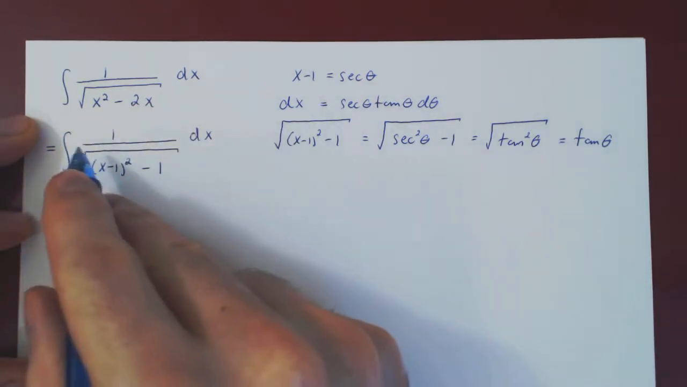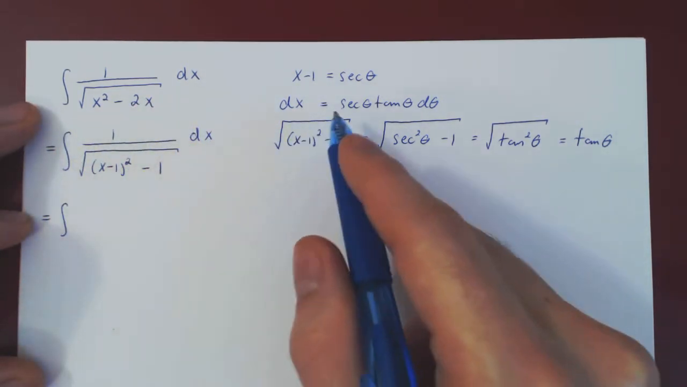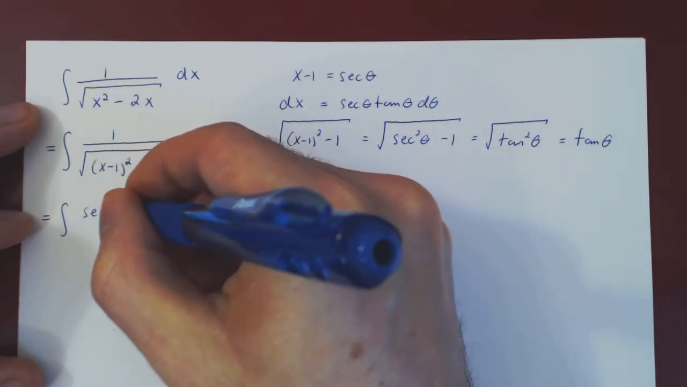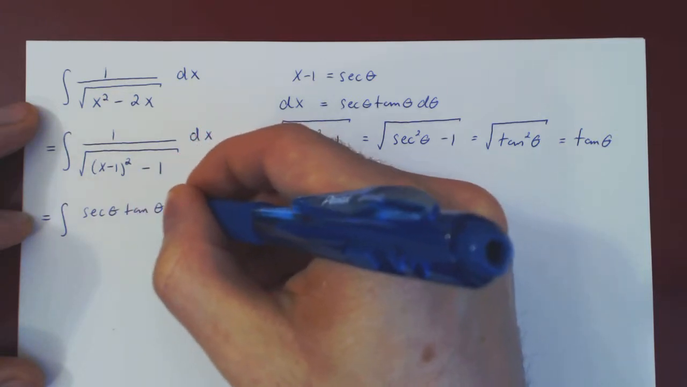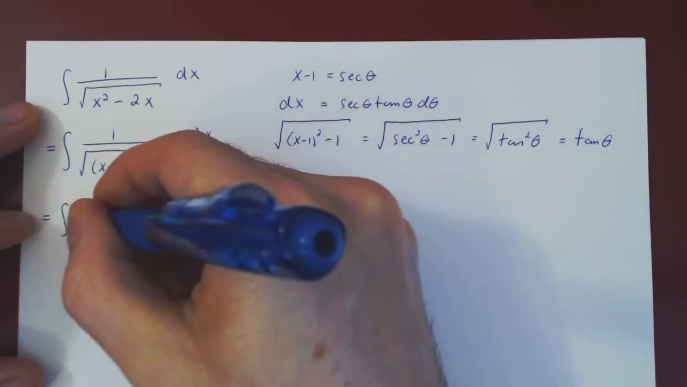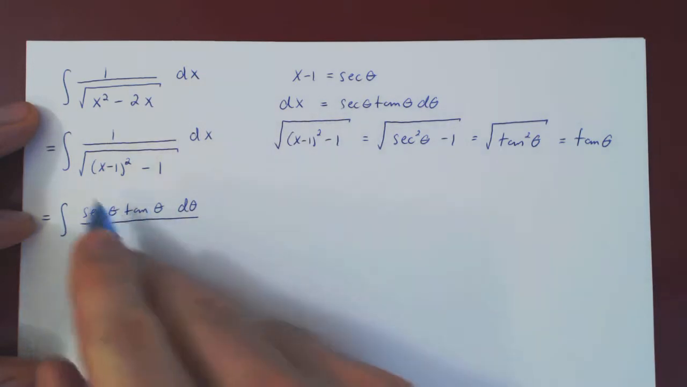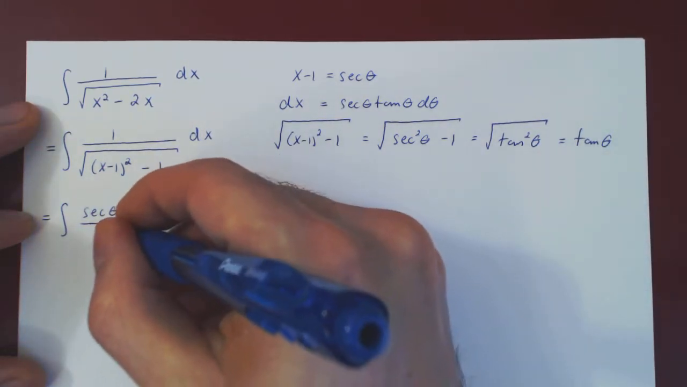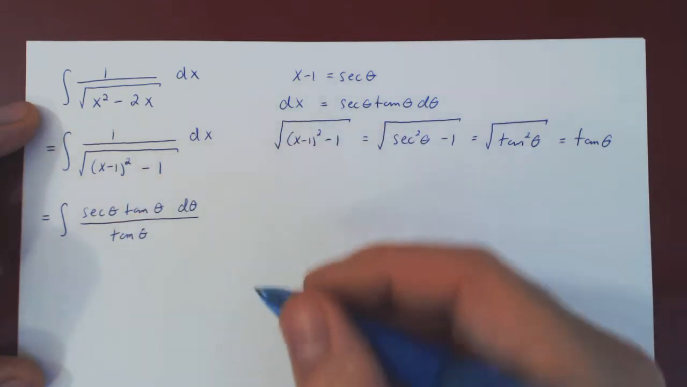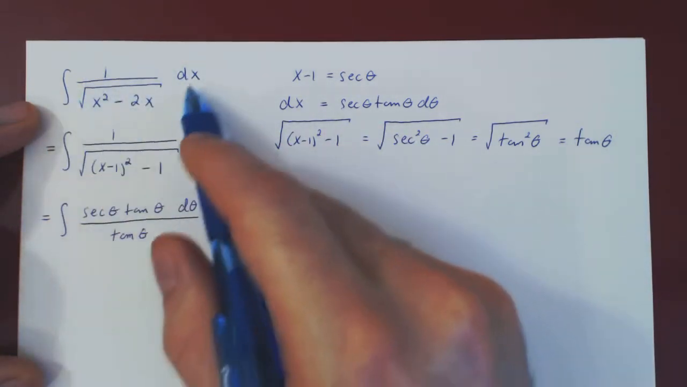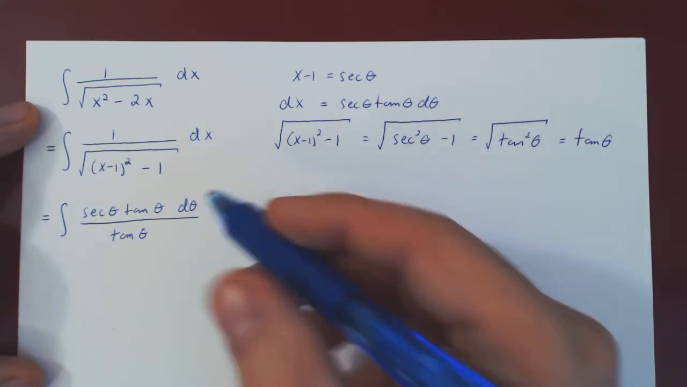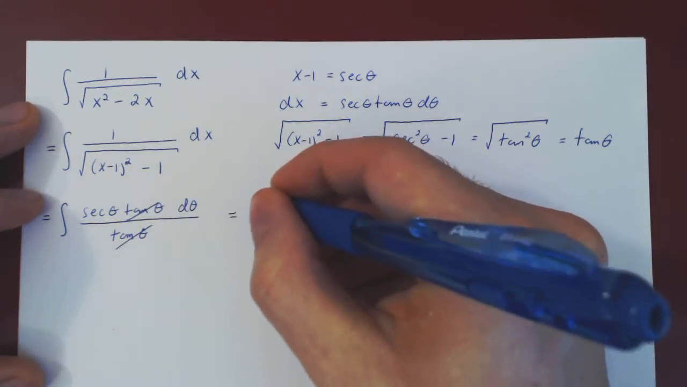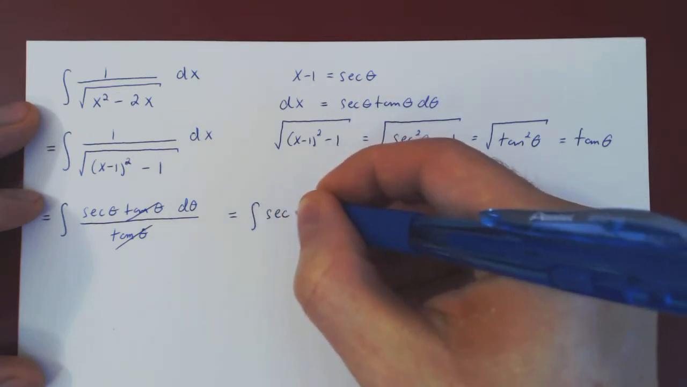The numerator is simply dx, which is secant tangent d theta, over the denominator, which we have just found to be tangent of theta. So now once again we went from the original integral to a trigonometric integral. We can simplify tangent over itself, and so we're left with the integral of secant of theta.